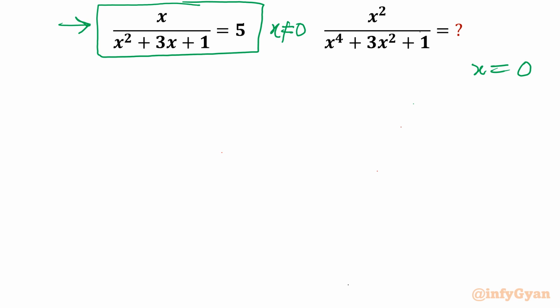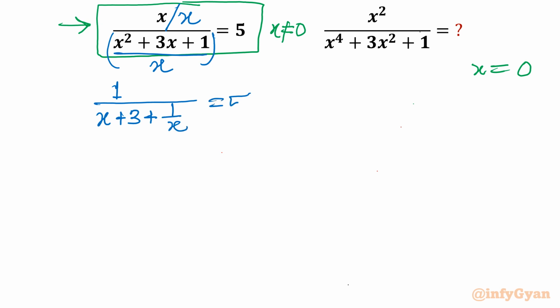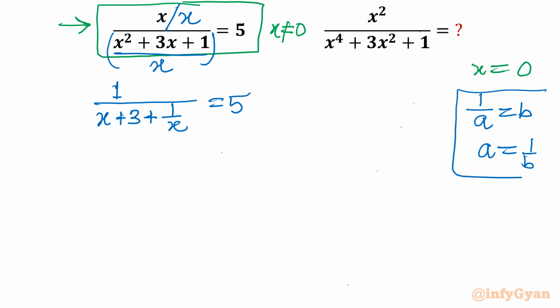So we are free to divide our equation by x. Let me divide numerator and denominator with x. What will we get? 1 over x plus 3 plus 1 over x equal to 5. Now I will take the reciprocal of this equation. What does it mean? If 1 over a equal to b, then any time we can write a is equal to 1 over b. So a is the reciprocal of 1 over a, and 1 over b is the reciprocal of b.